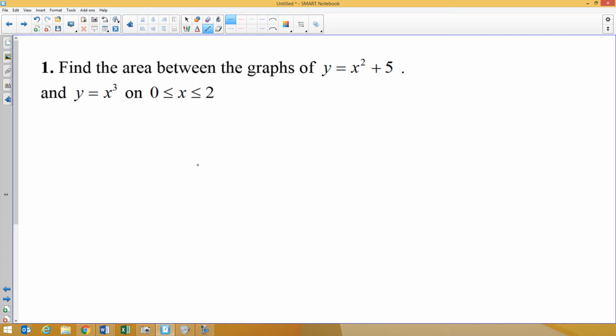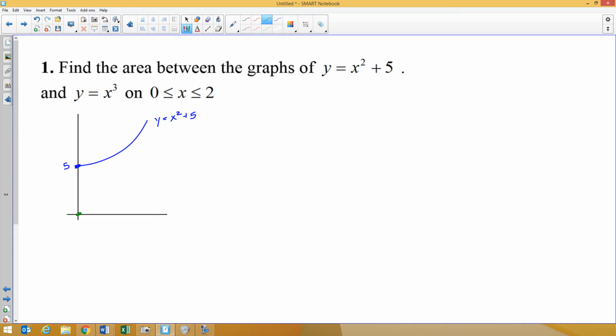First thing I would do is graph these, because you need to know which one's on top and which one's on bottom. So I'm going to graph this real quick. x squared plus 5 is your parabola shifted up 5, with a y-intercept of 5, and it's going to look like this. So there's x squared plus 5, and x cubed, your cubic graph that goes through the origin, and it comes up.